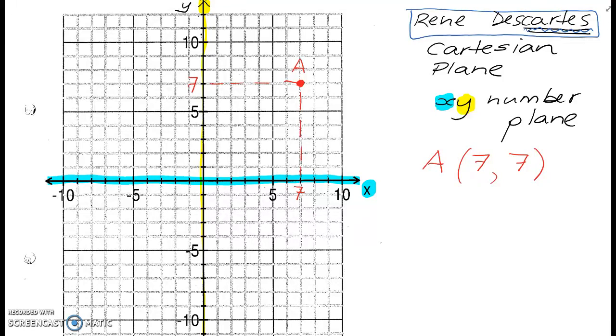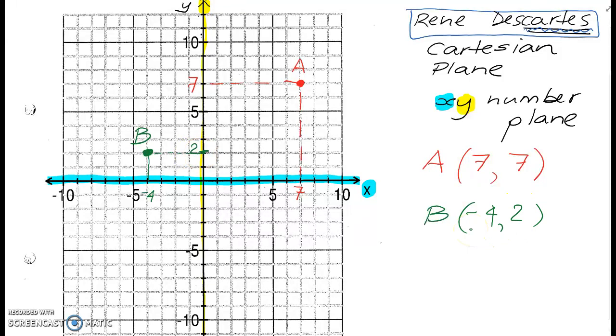Let's do one where they're not the same. I'm going to put a point over here, B. Let's see if we can read off its coordinates. So let's drop down, always X before Y. Every single point on the XY number plane has its X coordinate first. So let's go and have a look where it is on the X axis. That's at -4. And where is it if I line it up with the Y axis? That's at 2.